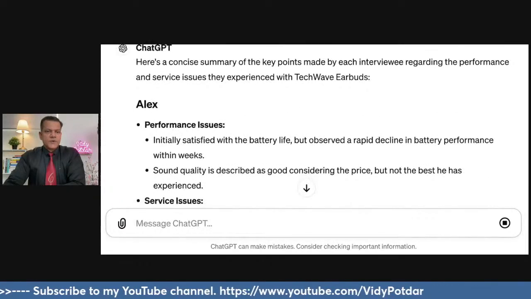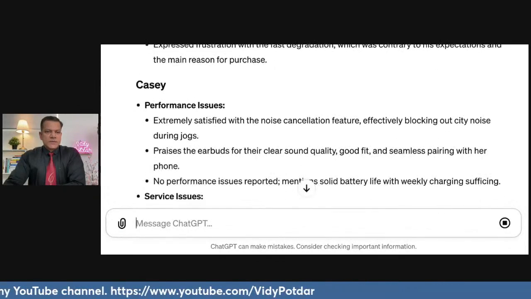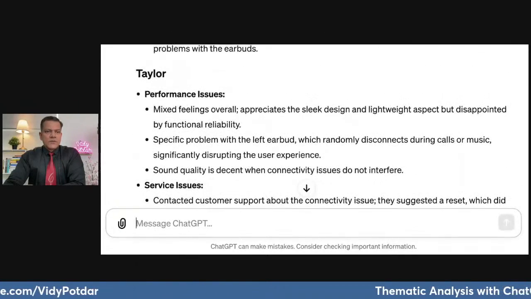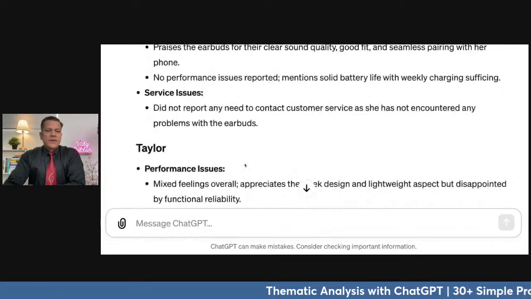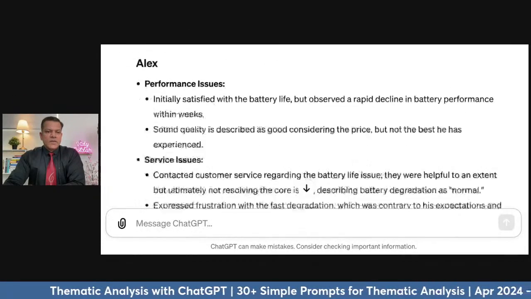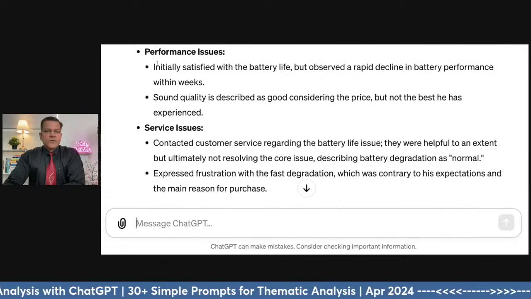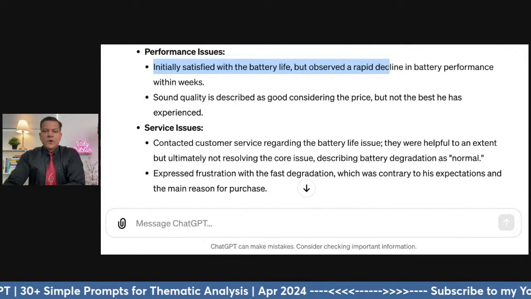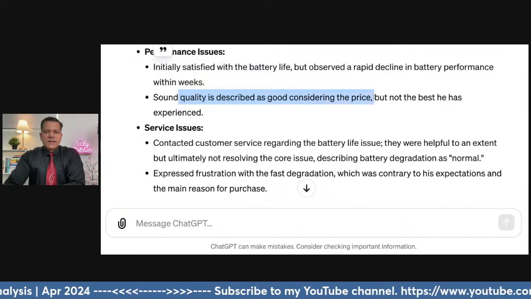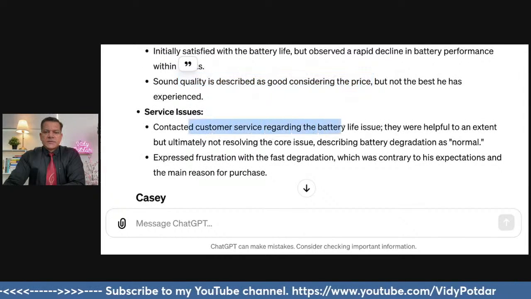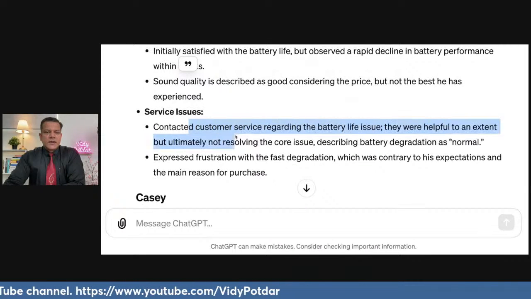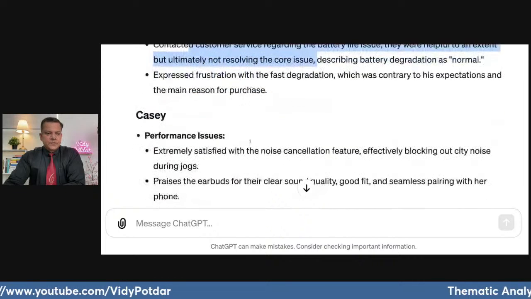So Alex mentions performance issues, service issues. Casey mentioned performance issue, service issue as well. So it seems like all of them have these 2 things that they have reported in their interview. In terms of performance, initially satisfied with the battery life, but observed a rapid decline. Sound quality is described as good considering the price. Contacted customer service regarding battery life issue. They were helpful to an excellent extent, but ultimately not resolving the core issue.